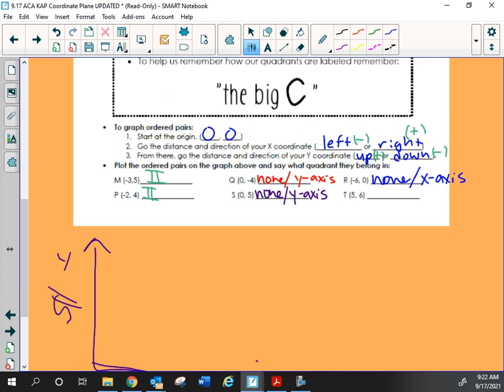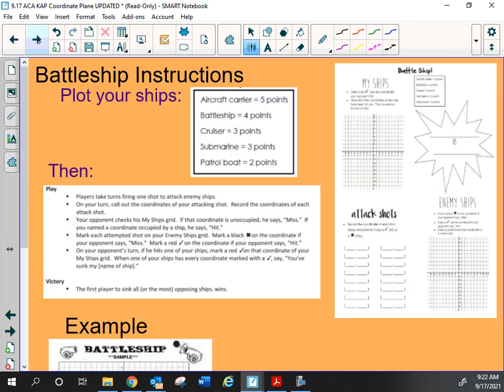We wouldn't put both of them, or I would clarify for you. Okay? And then T5, 6. I see that both of them are positive, so it's going to be where? Quadrant. No. Gucci Gucci's? Yes, all right, cool.